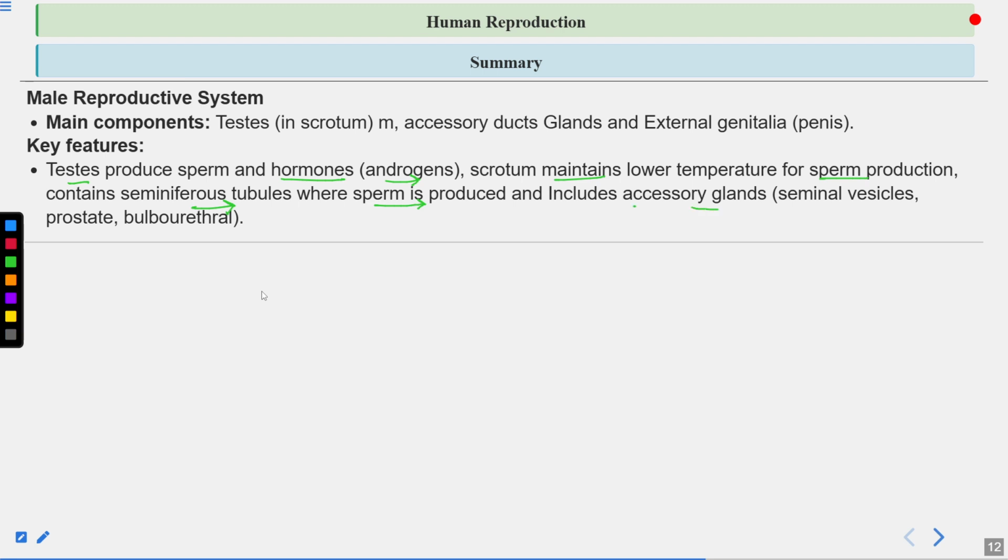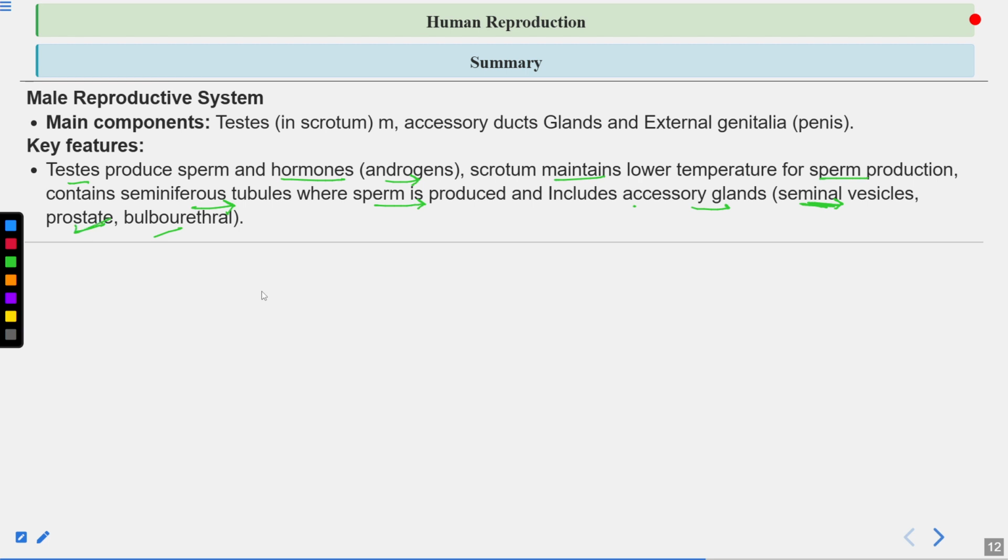system also consists of accessory glands such as the seminal vesicle, prostate, and the bulbourethral gland. So you should know the functions of the seminal vesicle, prostate, and bulbourethral gland as well. Okay. The secretion of the seminal vesicles is rich in fructose and prostaglandin. Fructose is used as a source of nutrition by the sperms.